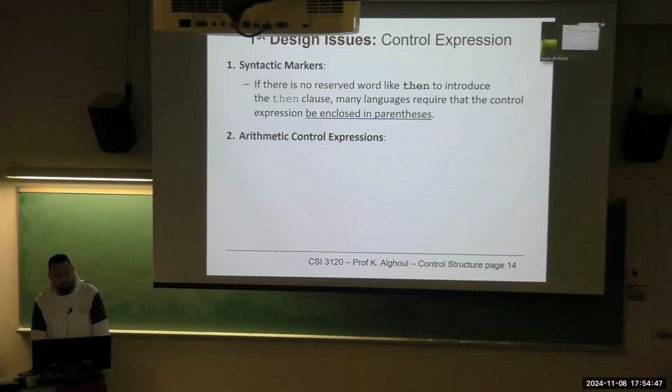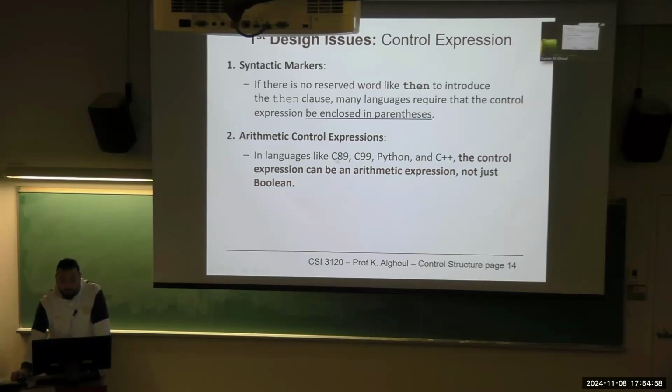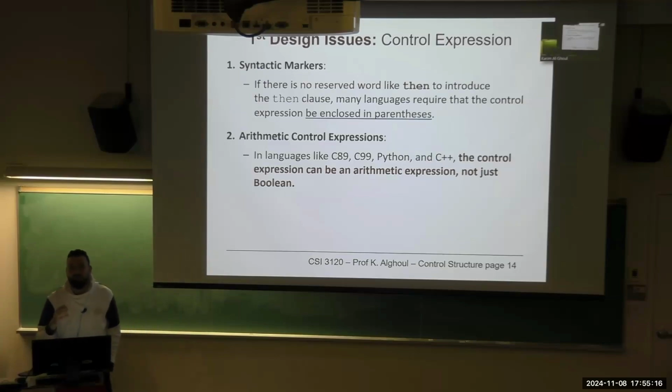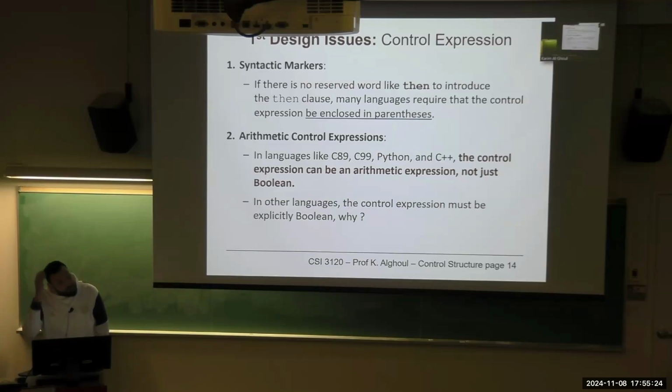Now, this is what we're going to focus on here, because there is a bit of difference between popular languages like C++ and Java. So for arithmetic control in languages like C89, C99, Python, and C++, the control expression can be an arithmetic expression, not just Boolean. That means if I say if X, and then I do the statement, it will work. I don't have to say if X is less than 0 or if X is greater than 0. It doesn't have to be Boolean. It will actually work. But in other languages, like what?